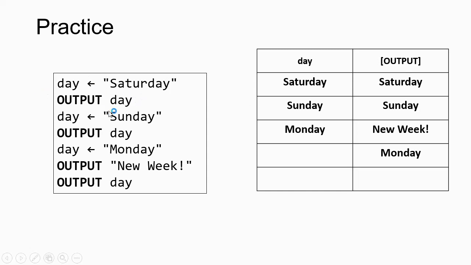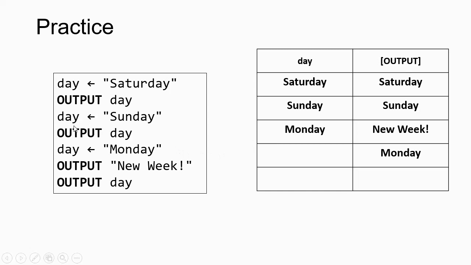Second line of code, we're going to output day. Now this is kind of similar to last time where we output number. We're not going to output the word day because it's not in speech marks. We're going to output the value of day, which at this point in the program was Saturday. So we output Saturday as well.